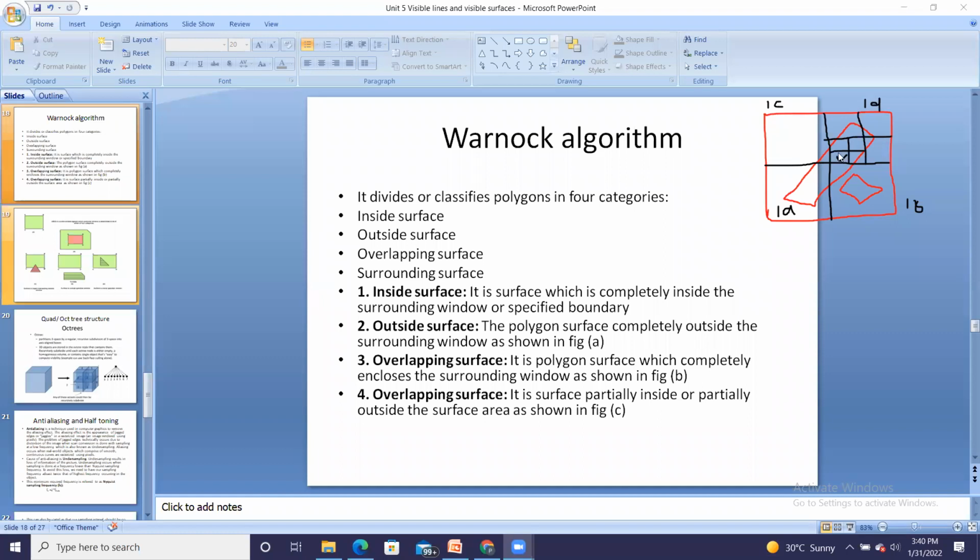That means the last case which we had considered. So the window is totally inside the polygon. It is called contained or overlapping surface. And the fourth case is the overlapping surface, in which it is partially inside and partially outside. So such an example is considered as overlapping.